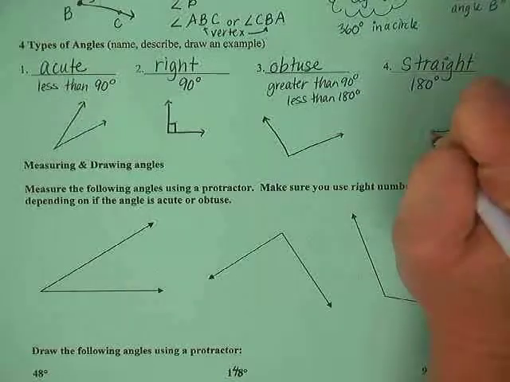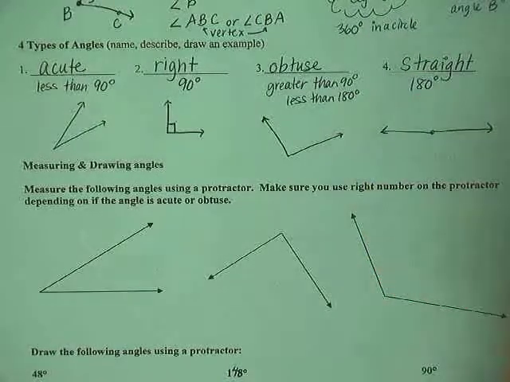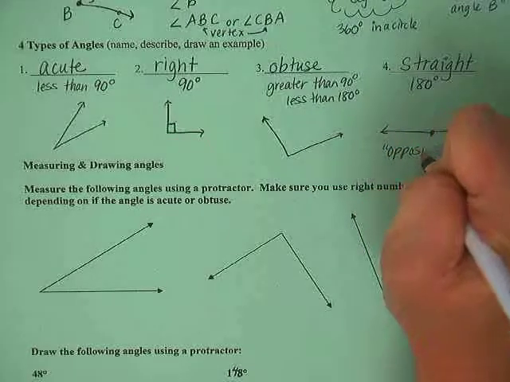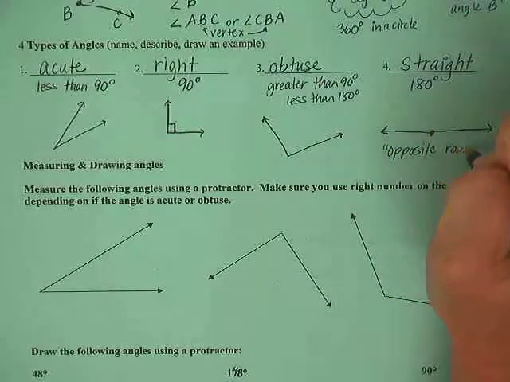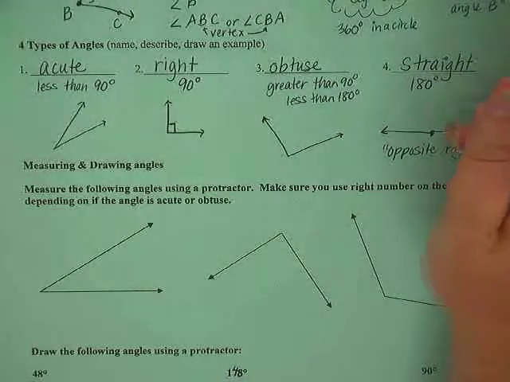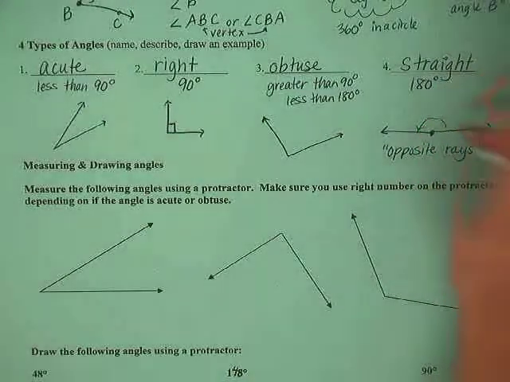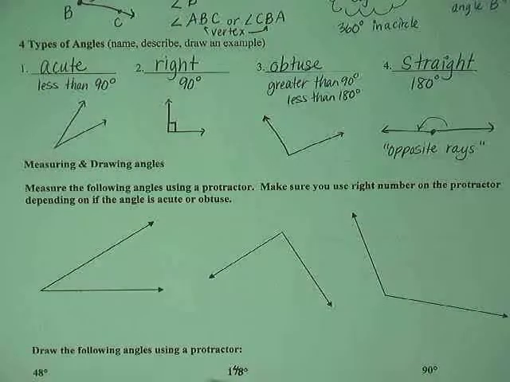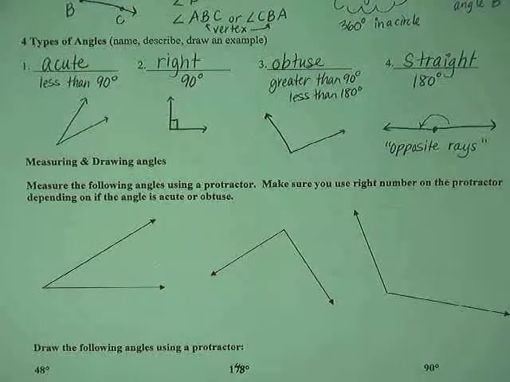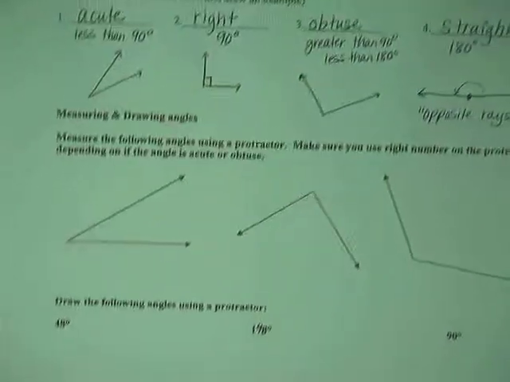Okay. Last one is straight. We all know what a straight line is. So a straight line, it's exactly a 180-degree angle. Another name we learned for this last chapter is opposite rays, because it's two rays going opposite directions. So it's exactly 180 degrees to go clear around half of a circle, more or less.